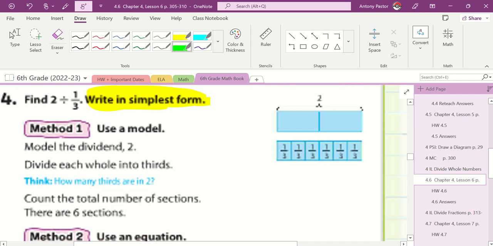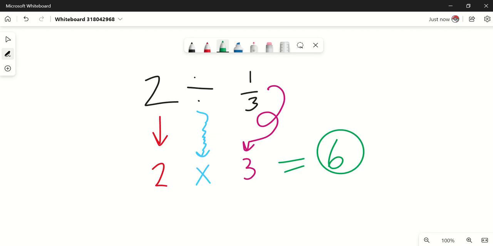And if you see here, these 3/3 right here make up 1. So for 1/3, there are 3/3 in 1, and there are 3/3 in another 1. 3 plus 3 is 6. So here we have 6 thirds. Like we said, our answer was 6.